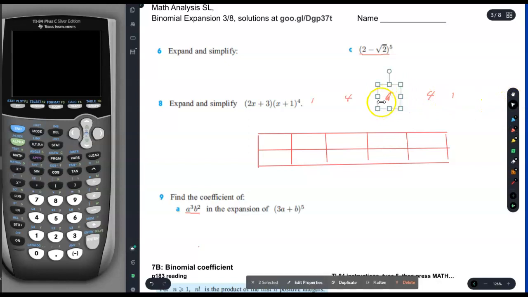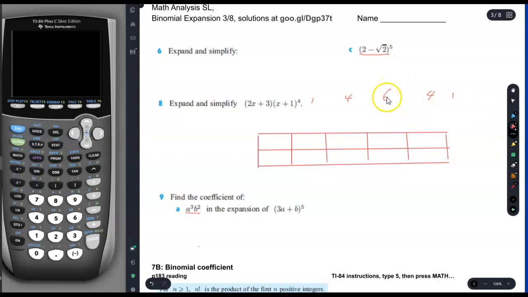Oops, I'm not too good with this yet. Okay. All right, and then I put my a values, which is x, x, x, x, x. And remember, the x's start with the power of 4, and they work their way down. And then finally the ones. Oh, the b value is 1.